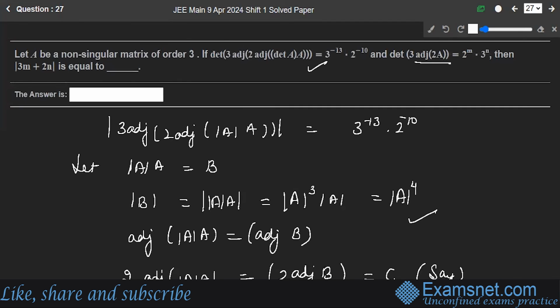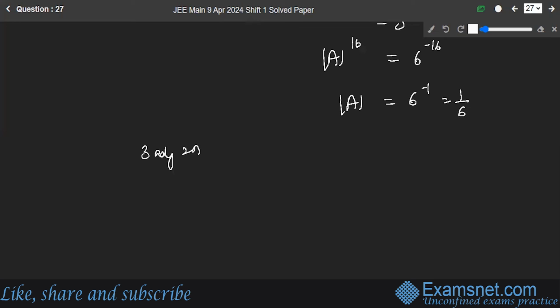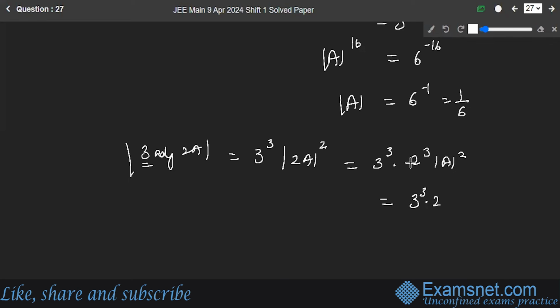Okay, let's get to this: 3 adjoint of 2A. The determinant of 3 adjoint of 2A. The order was equal to 3. So this is 3 raised to power 3, determinant of 2A raised to power 3 minus 1, which is 2. This is 3 raised to power 3, and this is 2 raised to power 3, determinant of A squared. This is 3 power 3, 2 power 6 into determinant of A whole square.